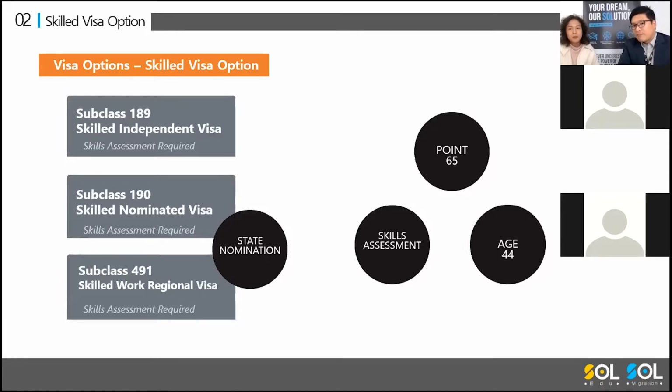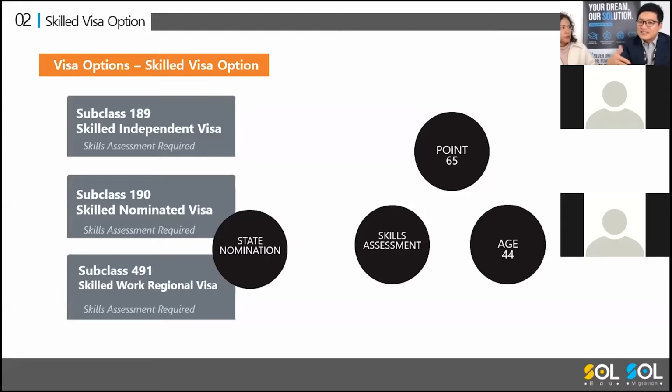Also, on age, all the skilled visas require you to be at most 44, which means if you turn 45, you will lose the chance to apply for the visa. So your current age is not the issue. You should draw up your plan, and at the time of the invitation, you shouldn't be 45.